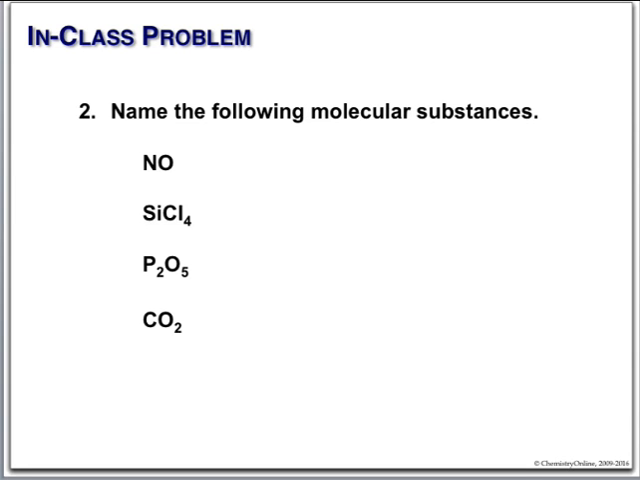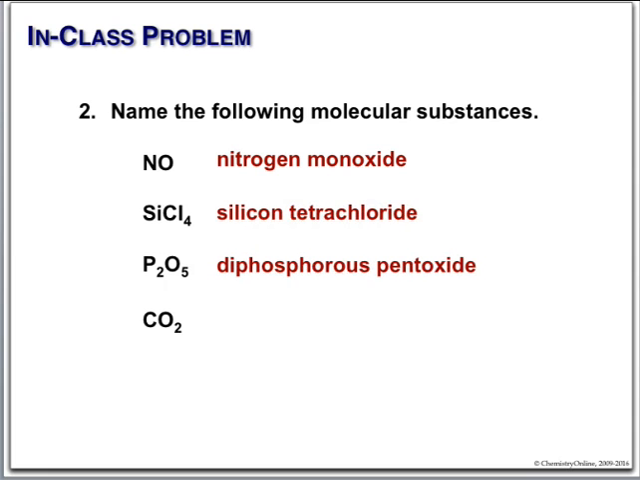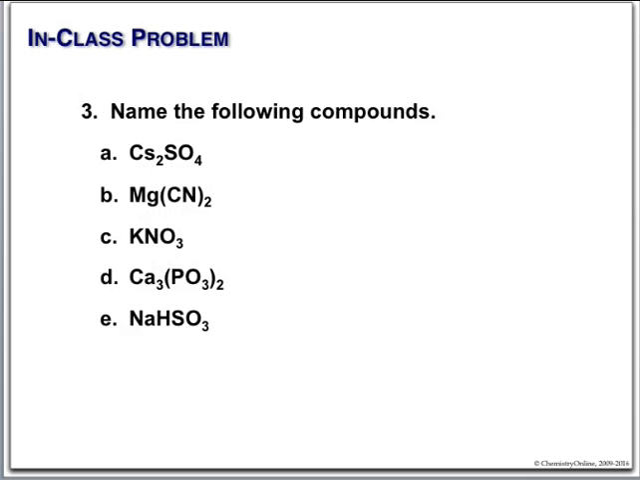Now we just did naming, so we could do these very, very fast. What is this? Nitrogen monoxide. Si is silicon. We have 4 fluorines. What would that be? Silicon tetrafluoride. 2 phosphorus. So what's it going to be? Phosphorus. And 5 is a pent. And 1 carbon, 2 oxygens. Carbon dioxide.